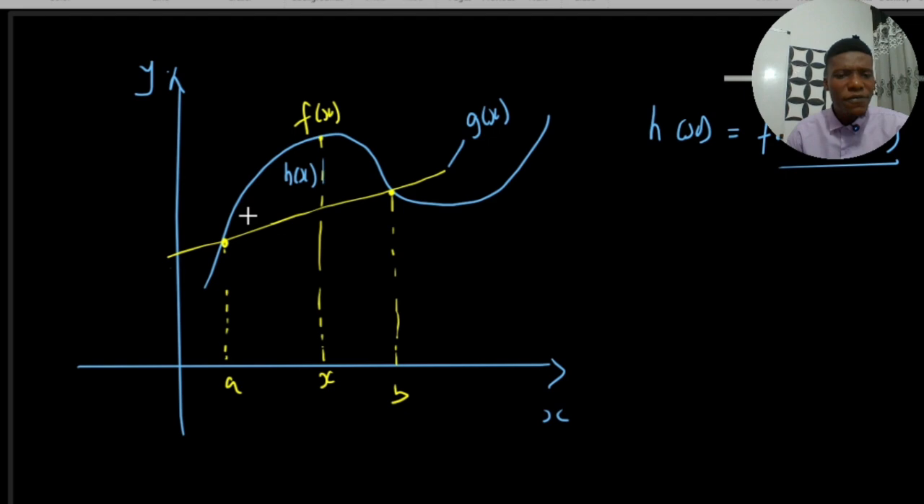Now, the vertical distance h of x is the distance between f of x and g of x. So if you look at this point on A, what is the vertical distance between f of x and g of x on A? That is h of A, this point is 0. What of B? There is no distance between g of x and f of x on the point B. So it means h of B as well is 0.